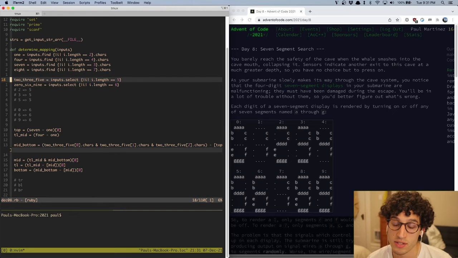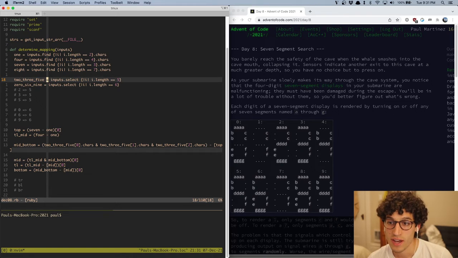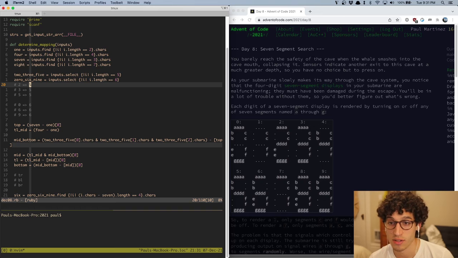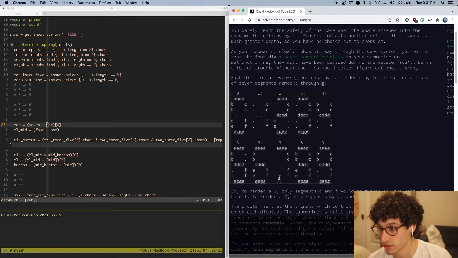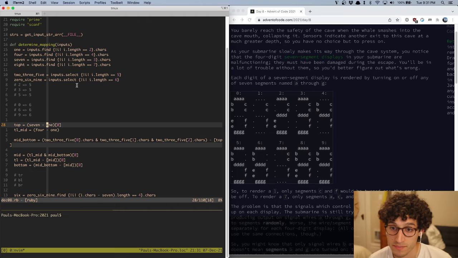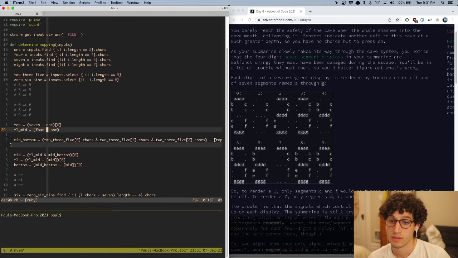Similarly, we can get the 2, 3, and 5s. 2, 3, and 5 all have 5 segments, and 0, 6, and 9 all have 6. So we can take the 7, which looks like this, top, right, bottom right, subtract the 1, which is the 2 things on the right, and that'll give us the top. So that's pretty simple. We can subtract the 1 from the 4 to give us the 2 things that are the top left and the middle.